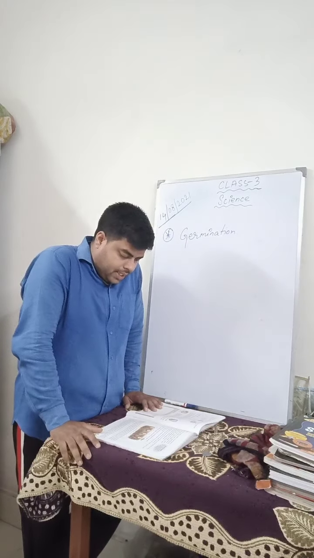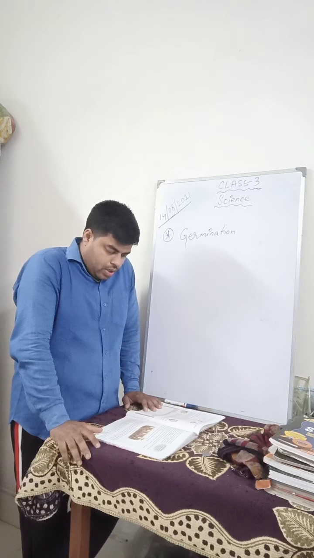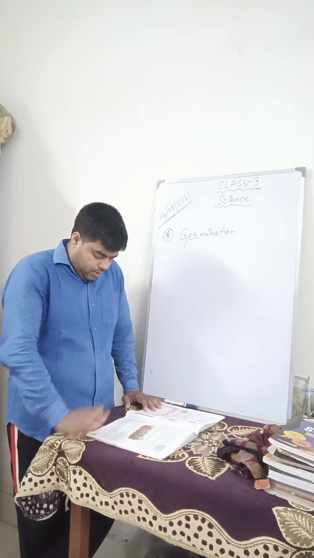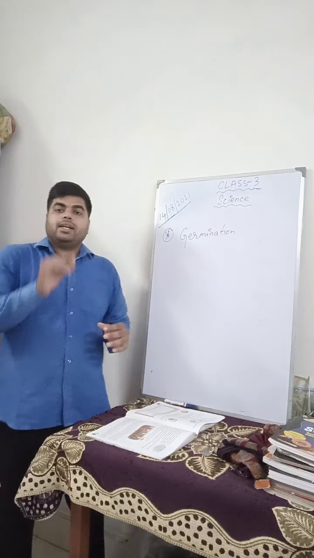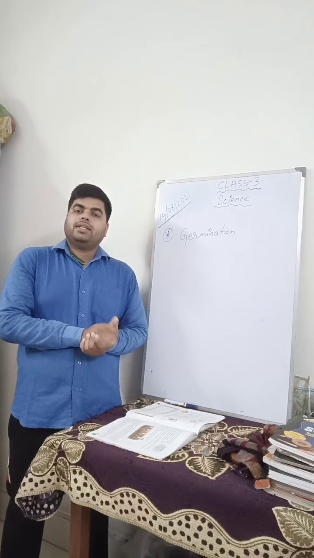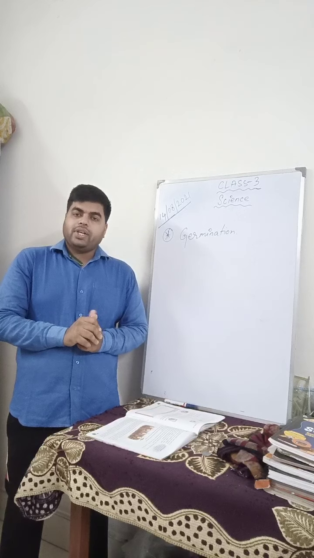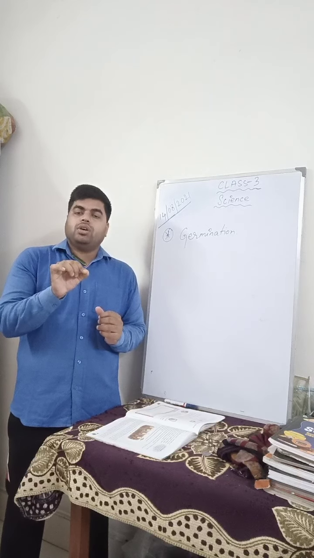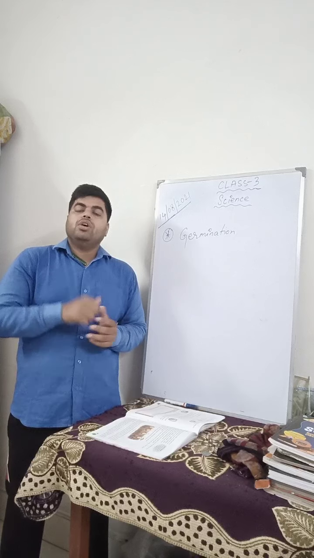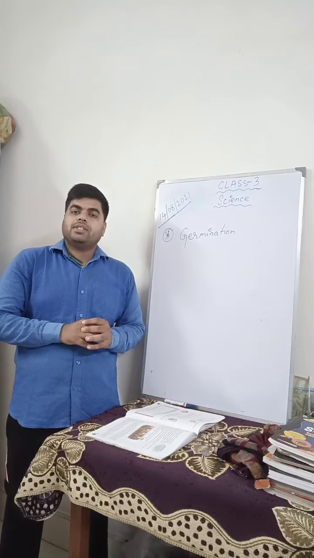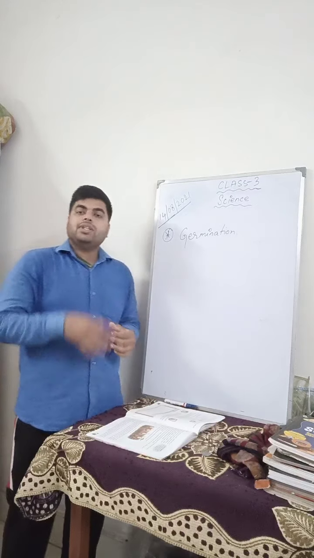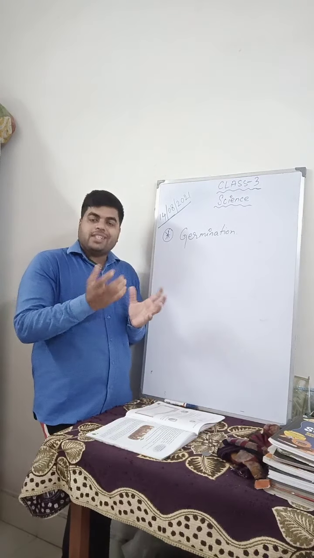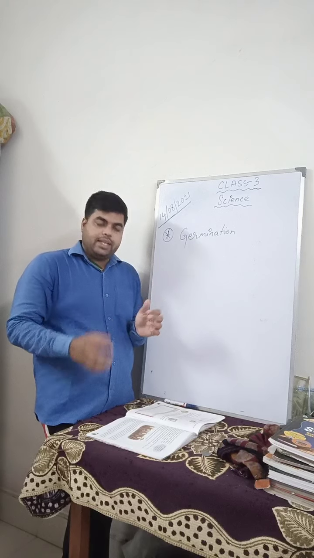First, the seed takes in water from the soil through a tiny hole present in the seed coat. We have studied earlier that in the seed coat there is a hole. Through that hole, water enters and softens the cotyledons inside. After receiving the water, the cotyledons start swelling, that means becoming big in size.